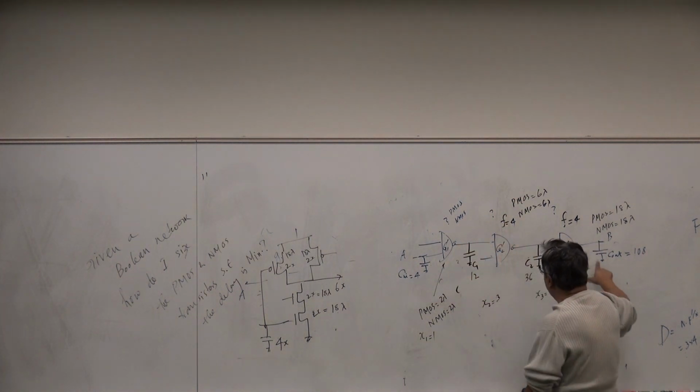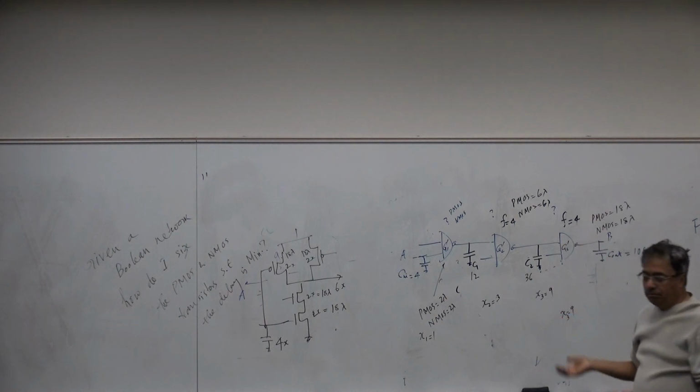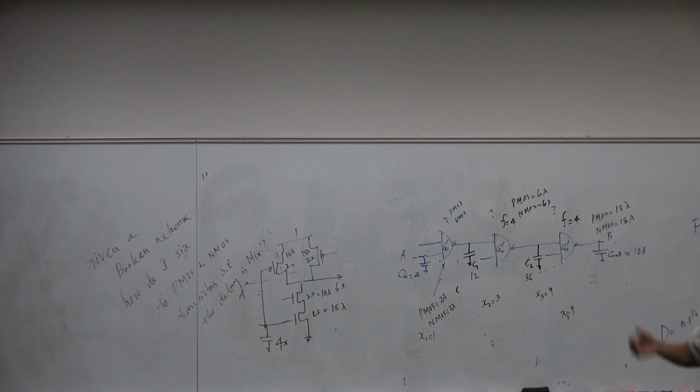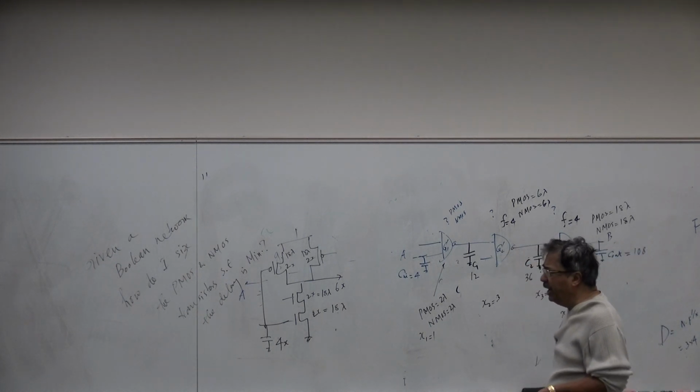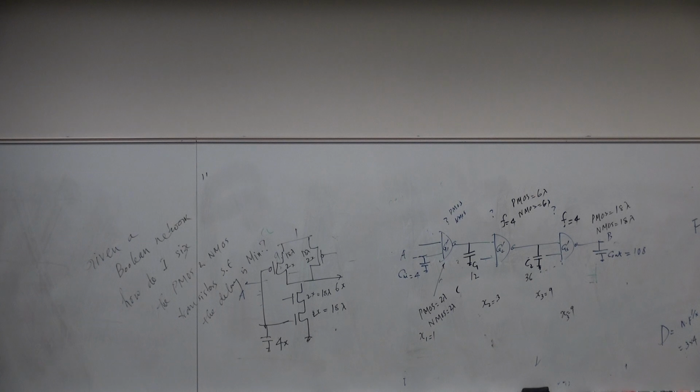H is from here to here, and then you find the estimated value of the path effort. Path effort is F, which is GBH, and then you find the individual stage effort, and from there you find the delay. So we have done this.